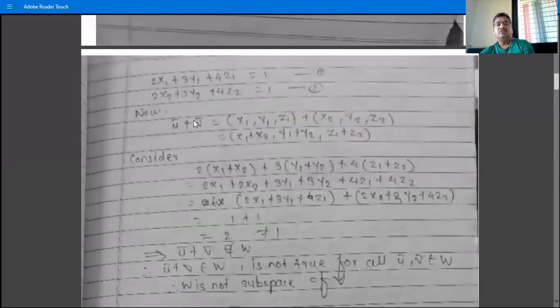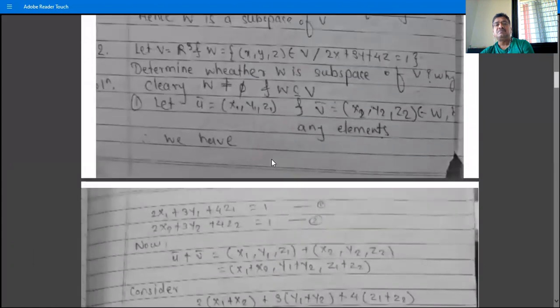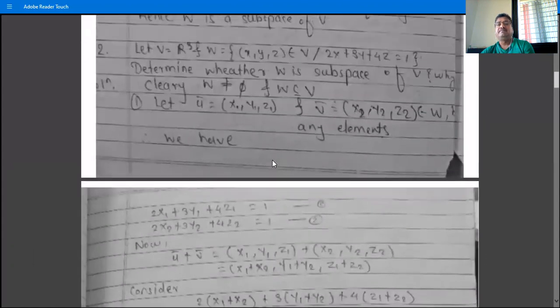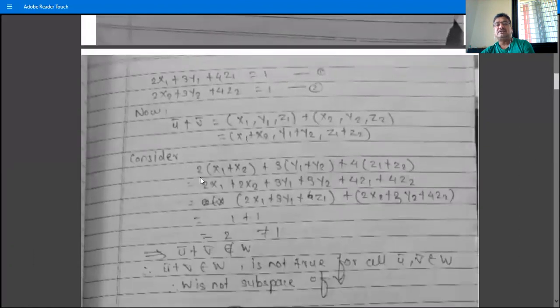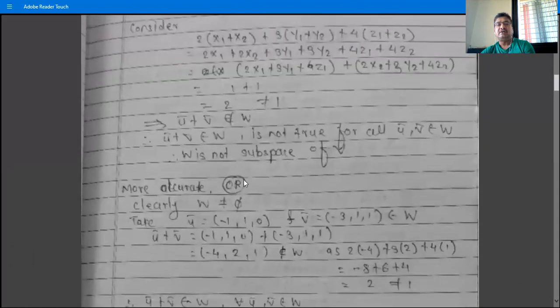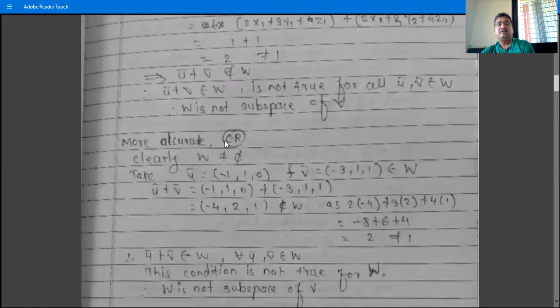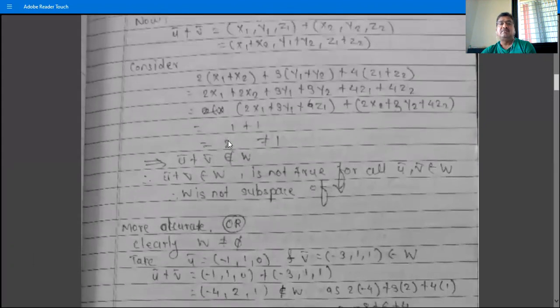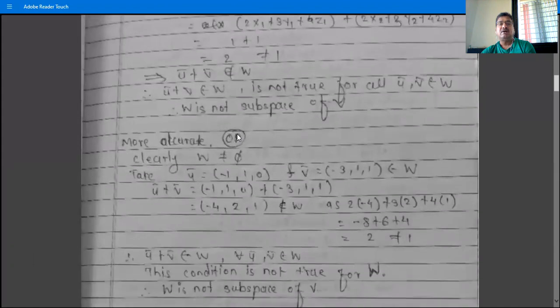And we can give the answer to this problem by using a counterexample. That is, we have to show W is not a subspace, and that is this condition: that the addition of two elements of W is not necessarily an element of W. We can prove this condition by using a counterexample.